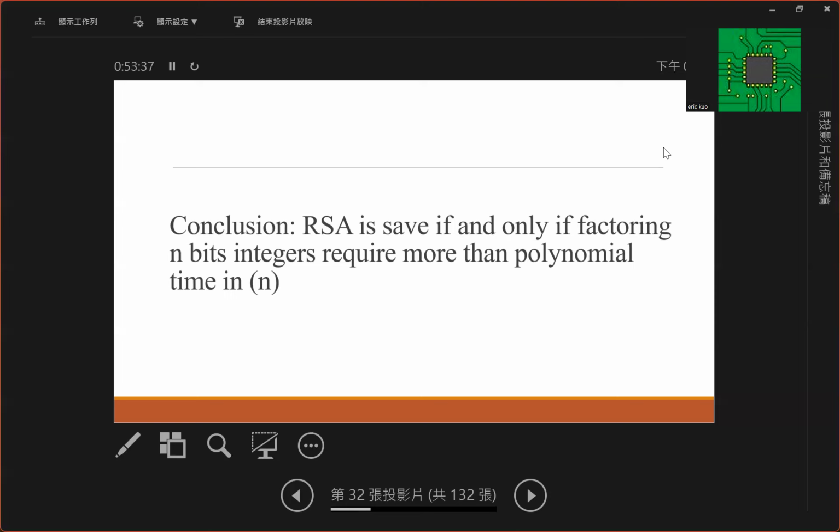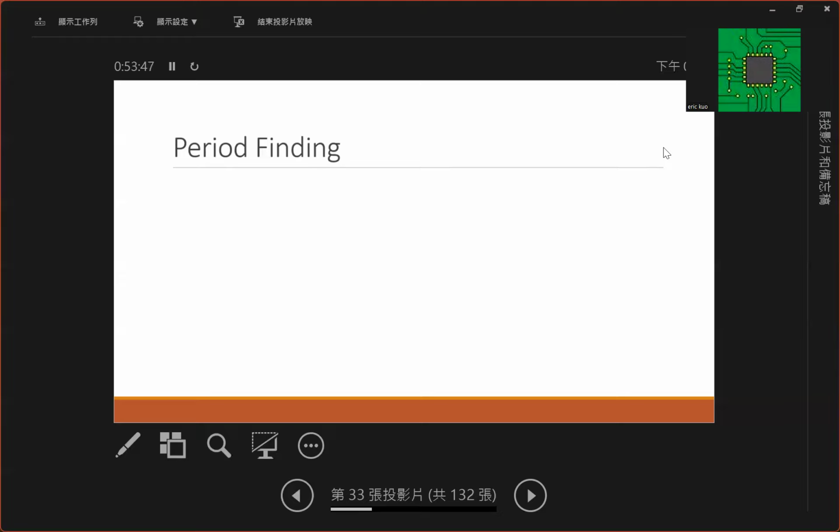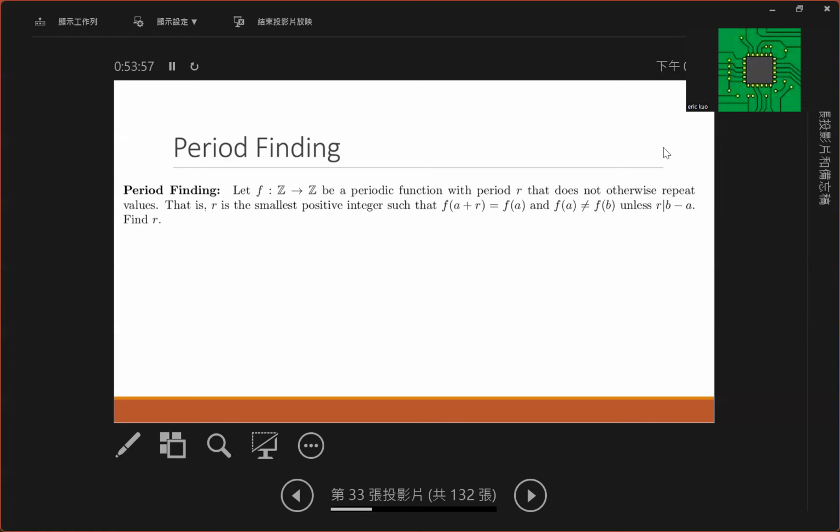Why Peter Shor is famous is because he knows enough number theory. You know that there's a problem called period finding. If you can solve period finding, then you can do the factoring. This is number theory that was already known at that time. So let me explain period finding.